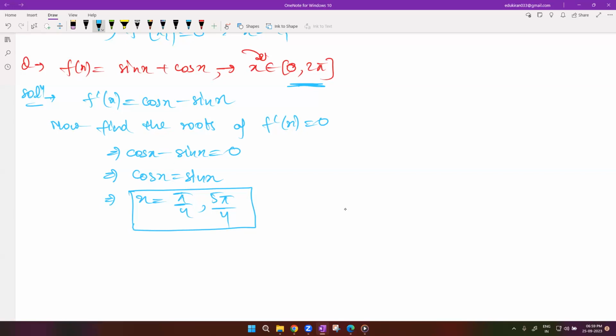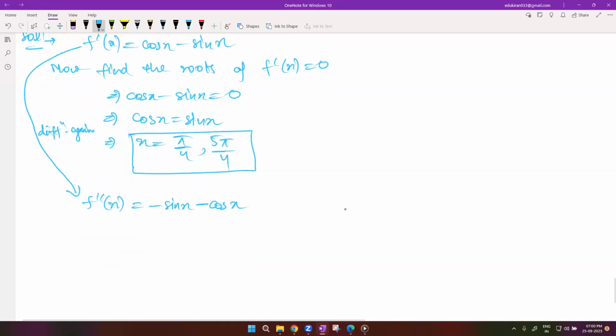We will identify whether these points are points of local minima or local maxima. For that, now we will find f double dash x. Just differentiate your f dash x once more, the same function you found after differentiating f x. So cos x becomes minus sin x, and minus sin x becomes minus cos x. So your f double dash x is minus sin x minus cos x.